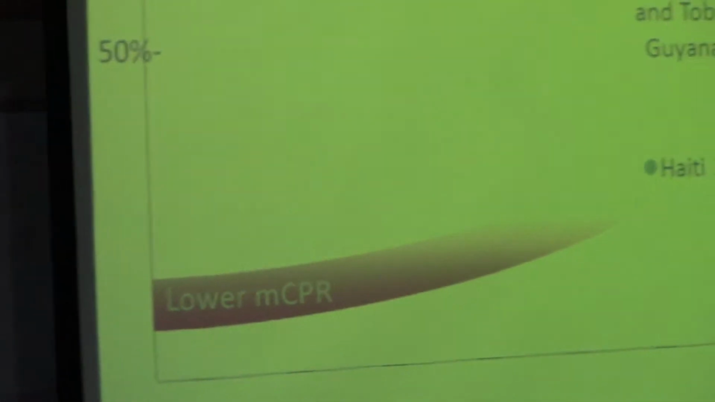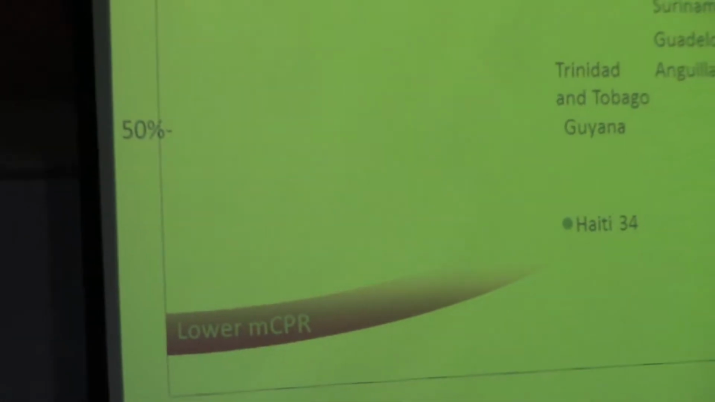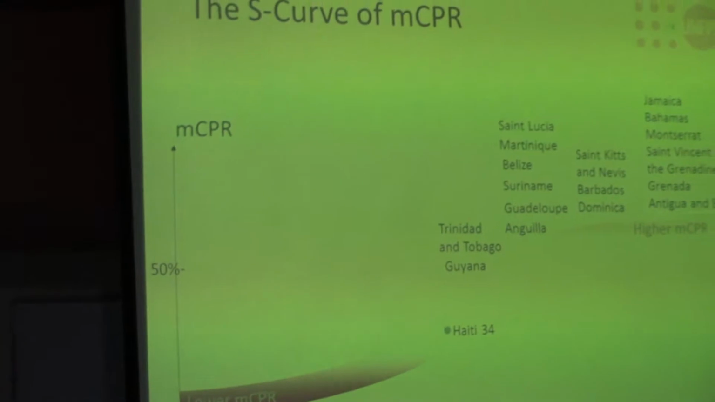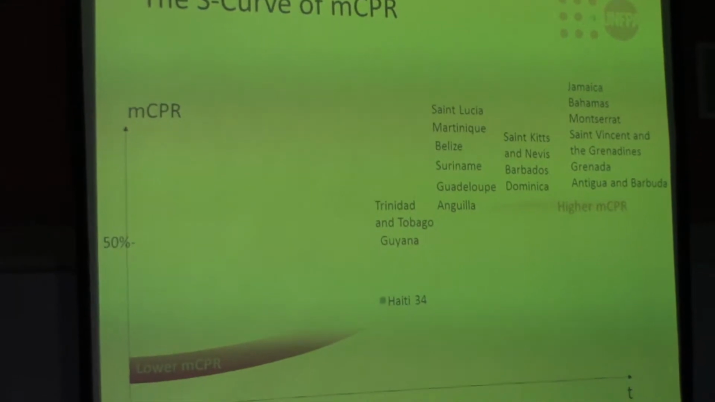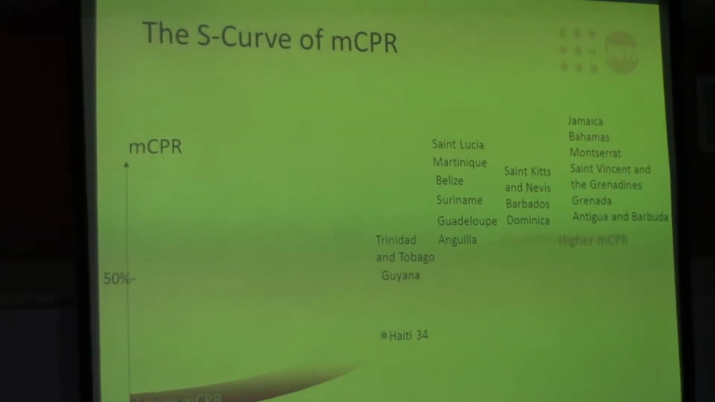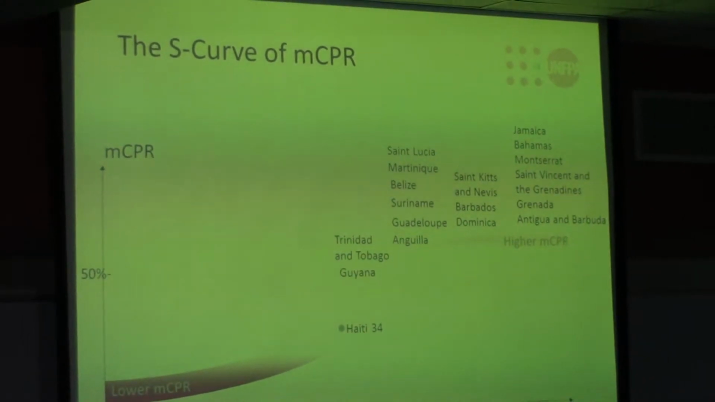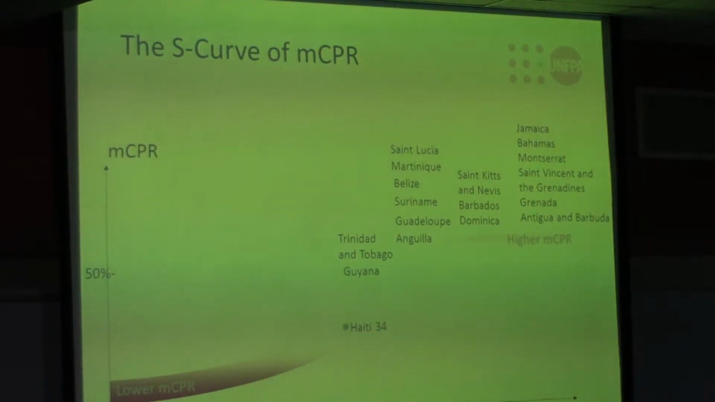And at a certain point, it reaches an acceleration, and after a new point, it starts to level off, and it will be harder to get more advancement. This third phase, in which the higher modern contraceptive prevalence rate starts and it will be harder to get more advancement, starts around 50% of prevalence. And as you can see in this chart, most Caribbean countries are in the higher part of this curve.